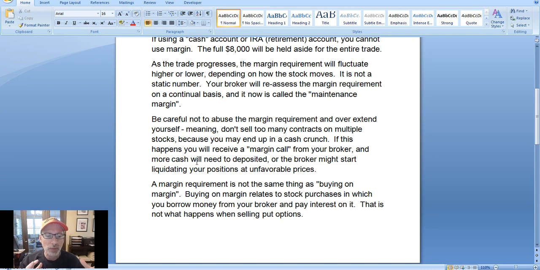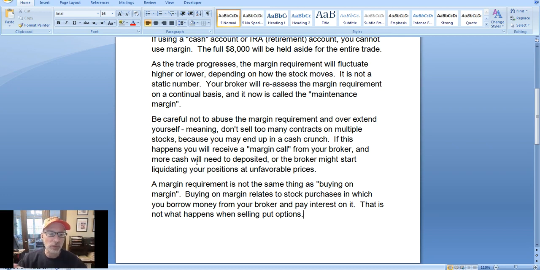But you have to remember, you have a margin requirement. Your broker is requiring you to have some skin in the game, right? That means you have to have some of this money held aside. And what happens is, let's just say the stock does fall from $100 to $80. That means now you have to come up with the full $8,000.